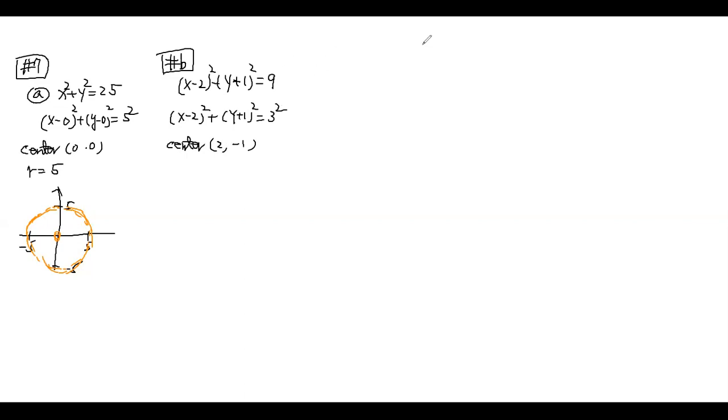Because we talked about the general formula previously, maybe you can rewrite this one, which may help you: y minus negative 1, squared, equals 3 squared. That's why your center is at negative 1 for y. And what is your radius? The radius is 3. Now let's take a look at how to graph it.